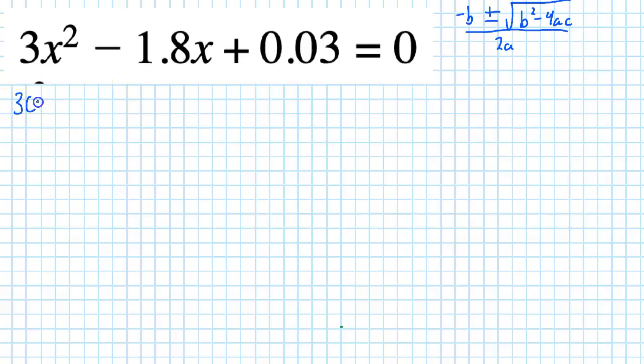So we got 300x squared minus 180x plus 3 is equal to 0. So now we've got our a, b, and c. We can use the quadratic formula for that.